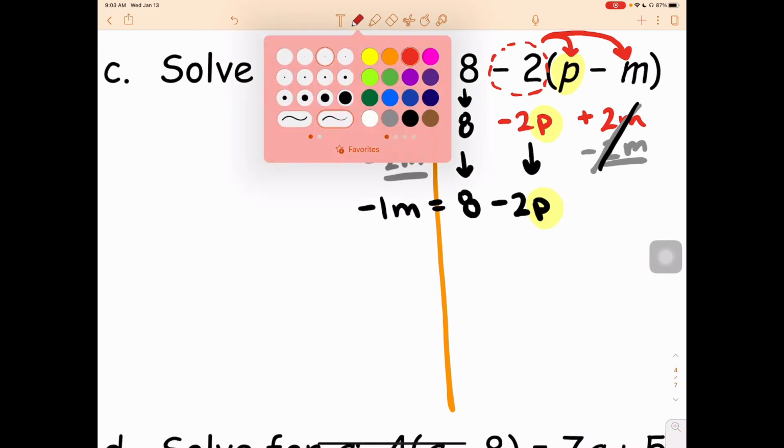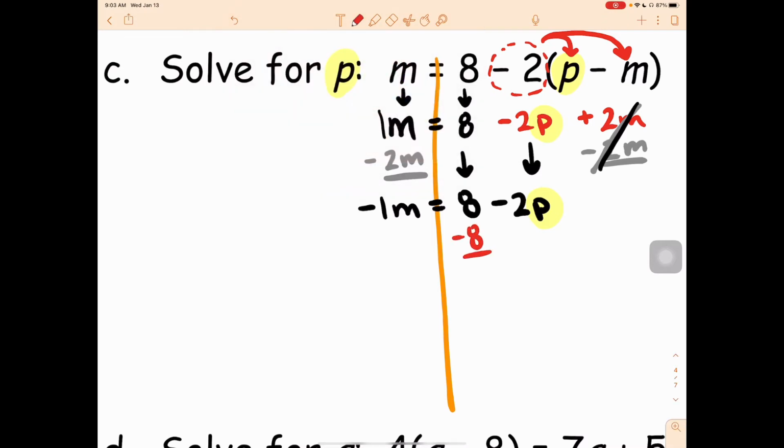So now I still have p on the right-hand side, and there's still other terms attached to it. So I'm going to go ahead and subtract this 8 from both sides. So it cancels out on the right. But right here, I cannot combine it with the m because they both don't have a variable. Okay, so m is only attached to the -1. The -8 is a constant. So we're just going to write -1m minus 8 equals -2p. And now we're so much closer to getting the p by itself.